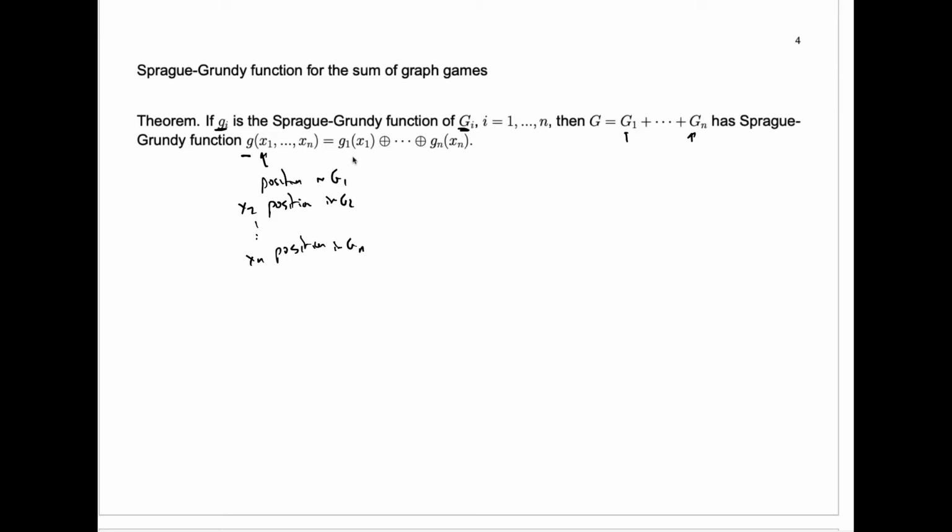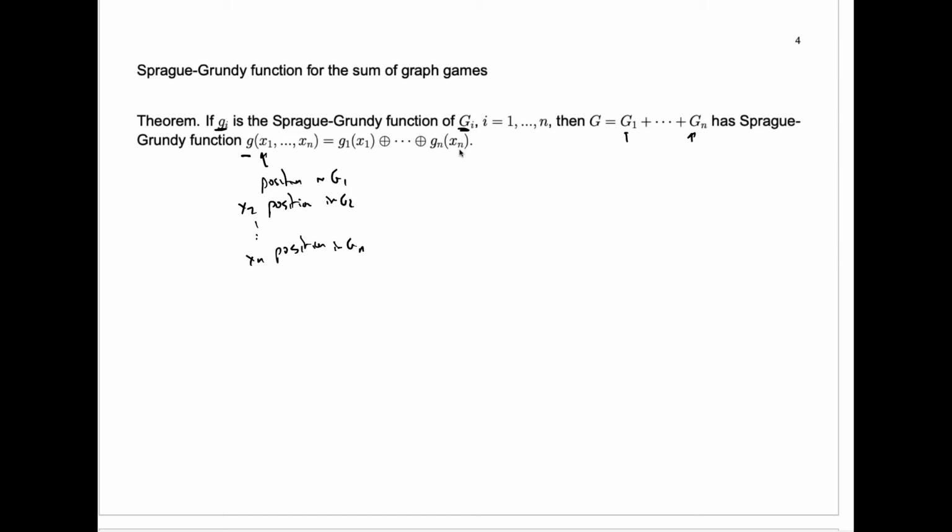The Sprague-Grundy function for that position, x1 through xn, that n-tuple which is your position in the sum of games, is just exactly the nim sum of the Sprague-Grundy function for game 1 at position x1 plus the Sprague-Grundy function for game 2 at position x2, all the way up to the Sprague-Grundy function for game n at x sub n. So this is why the Sprague-Grundy function is useful, precisely because when you look at the sum of games, everything behaves nicely. The Sprague-Grundy function for the sum is the sum of the individual Sprague-Grundy functions.